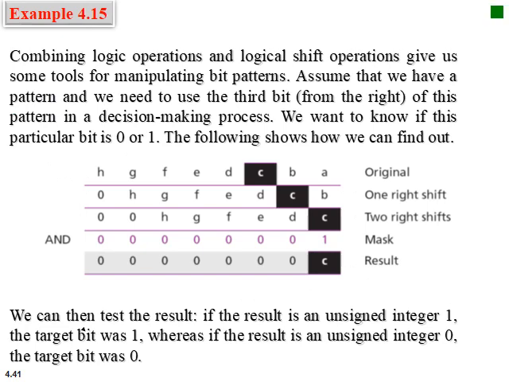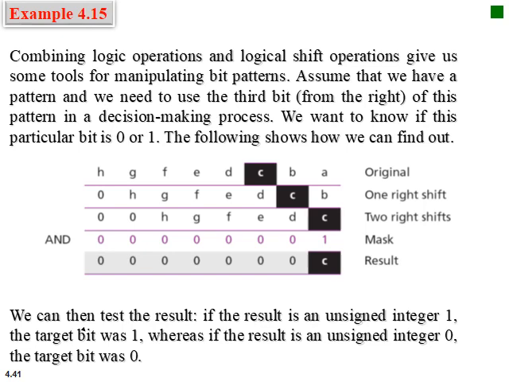All right. Now we can start combining the logic operations that we discussed earlier, the AND, OR, NOT, NOR, NAND, XOR and so on. We can start combining those with logical shift operations, and let's see how this is going to work. In this example, assume that we have a pattern and we need to use the third bit from the right of this pattern in a decision-making process.